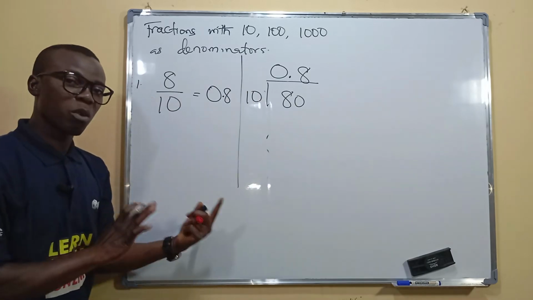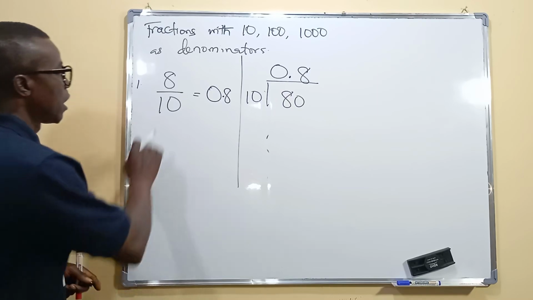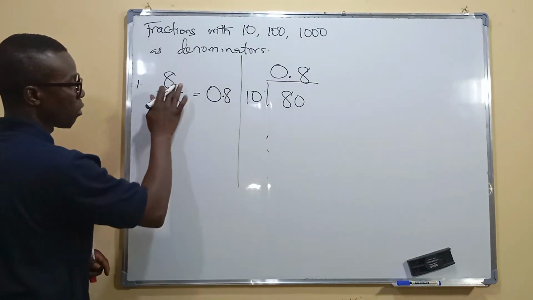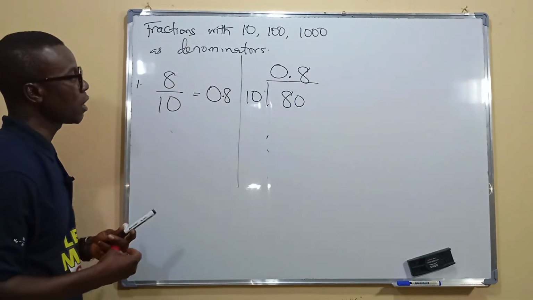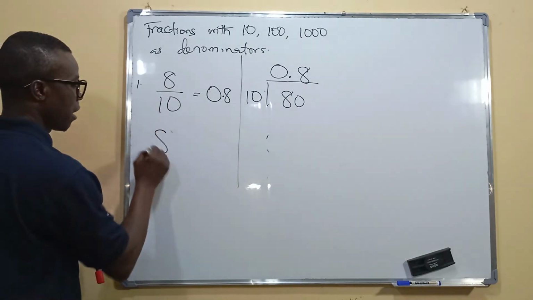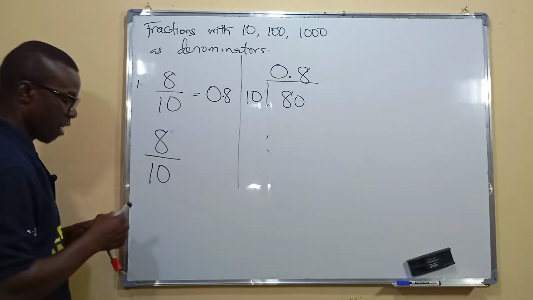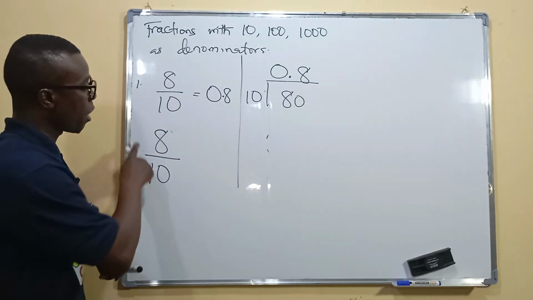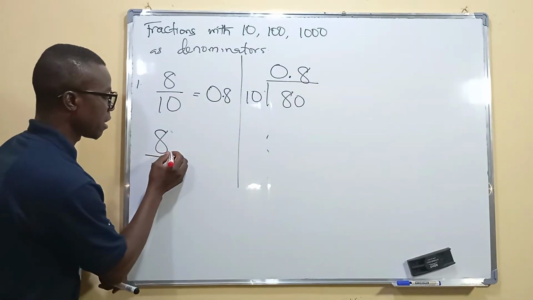But there's another, easier way of going about this. So let's say we have 8 over 10. Now, what I'm going to do here to make this faster, I'm going to say for every whole number, there's a decimal point.